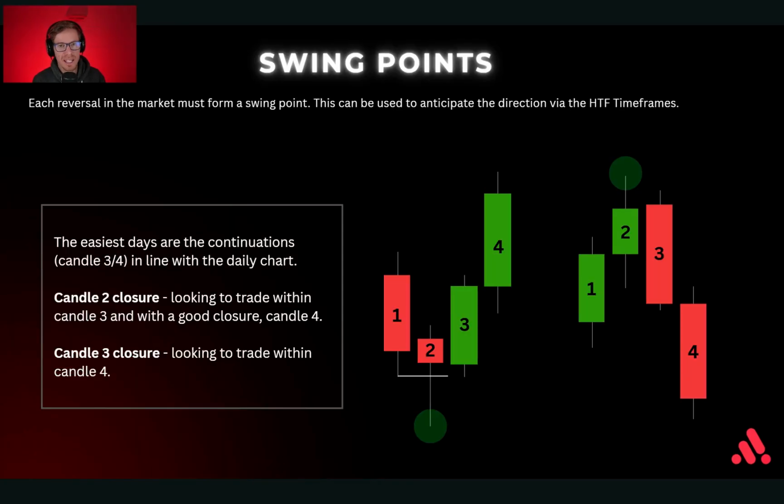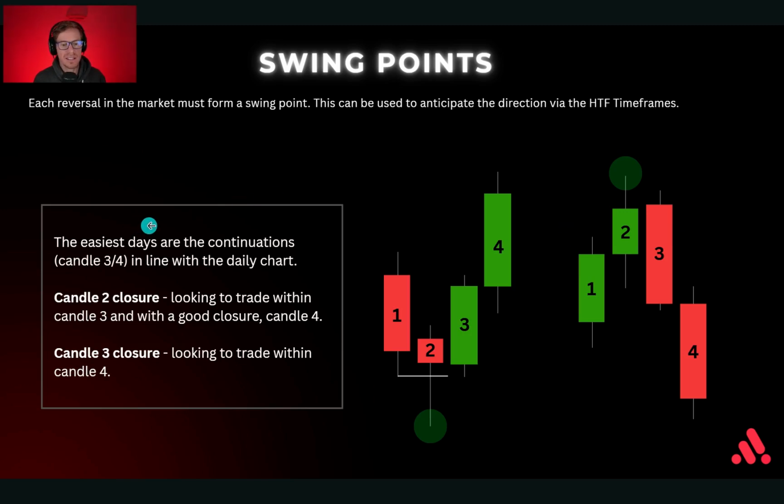Each reversal in the market must form a swing point. This can be used to anticipate the direction via the higher time frames. So understanding how to identify these relevant swing points is the easiest way to understand the direction and the bias of the market. Once we see these swings developing, this can let us know there's a high probability of a reversal taking place. We can catch the reversal by trading candle number 3 or catch the continuation of that trend.